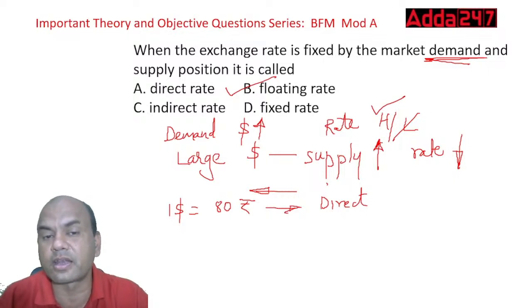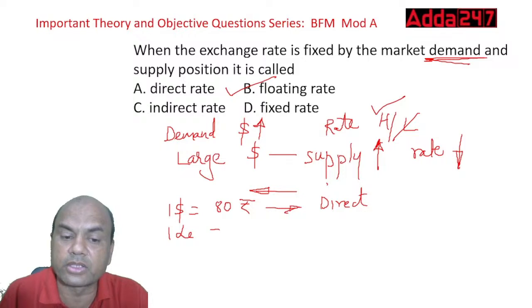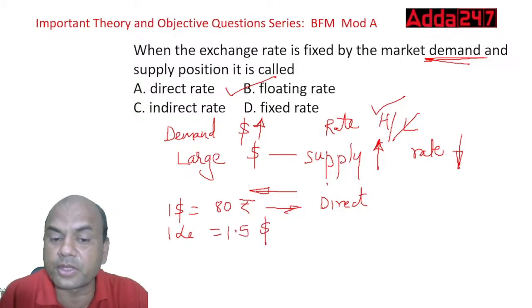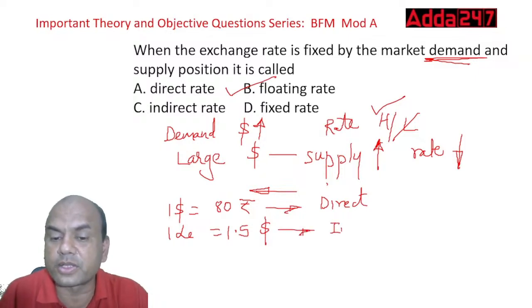It is called as direct rate. Indirect is reverse. Suppose if I give you £1 equals $1.5. So here what is happening? Dollar is fluctuating. So this is called as indirect rate. When your dollar is fluctuating, it is called as indirect rate.